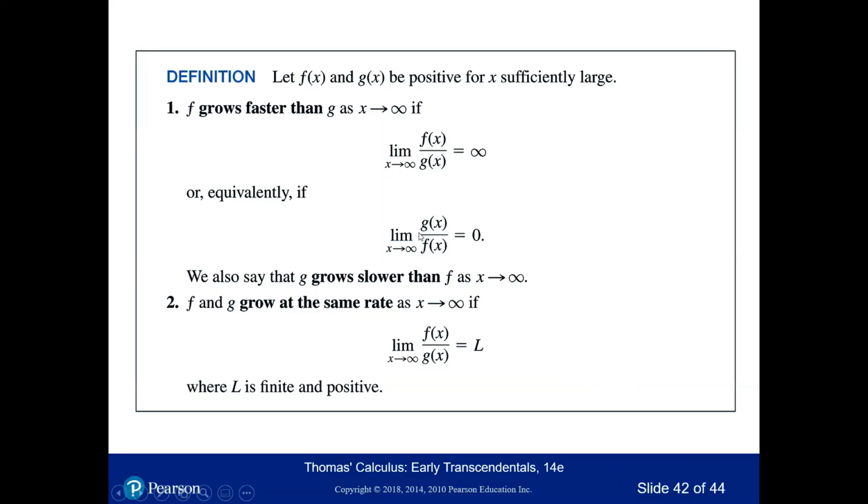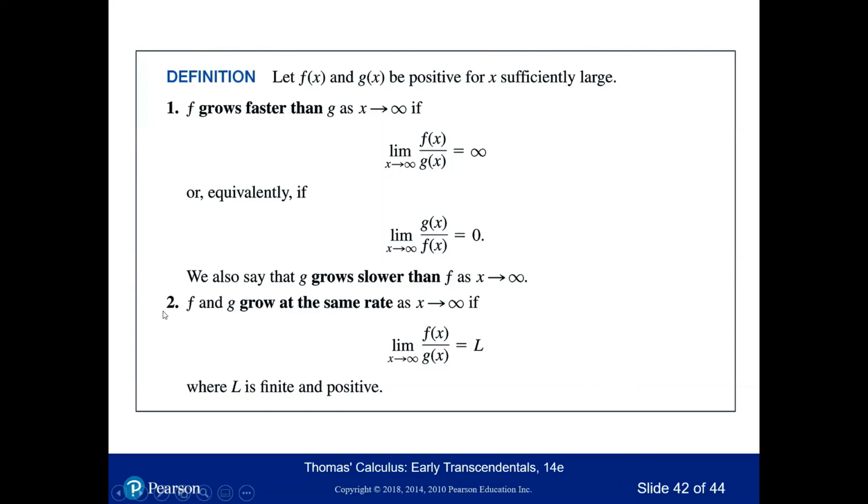Right now, if g of x over f of x is equal to 0, that means g grows slower than f as x approaches infinity. Right, so depending on how you put the function, you can show which function is growing faster than the other or slower than the other.